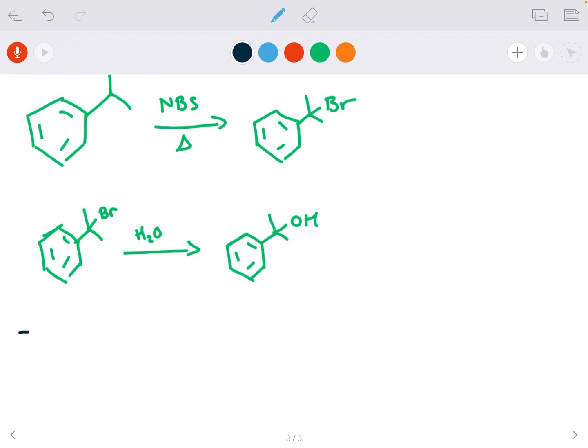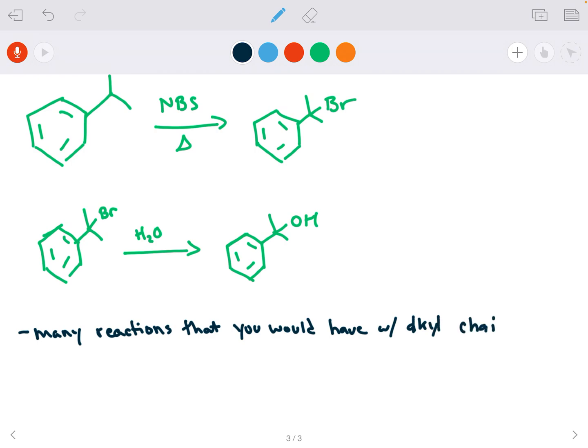Because it's sp3 hybridized, you can have many reactions that you would have with alkyl chains occur at this position. Again, because it's an sp3 hybridized carbon, you can get the reactions that you would have with an sp3 hybridized carbon. So an SN2 reaction, SN1 reactions.